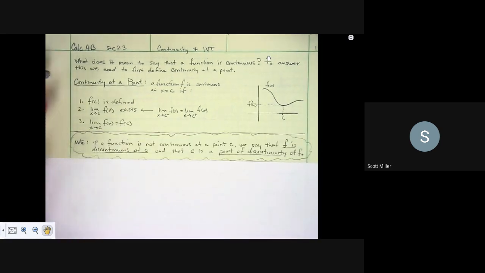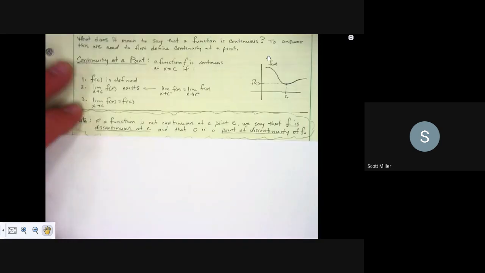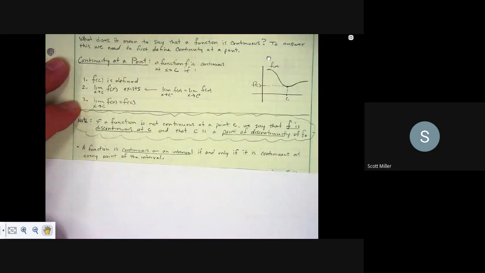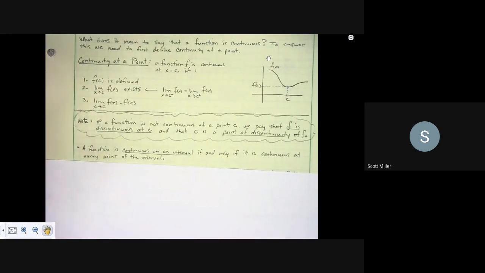If a function is not continuous at point c, we say that f is discontinuous at c, and that c is a point of discontinuity of the function. So you can see how they're going to categorize and reference this scenario. A function is continuous on an interval if and only if it is continuous at every point in the interval.